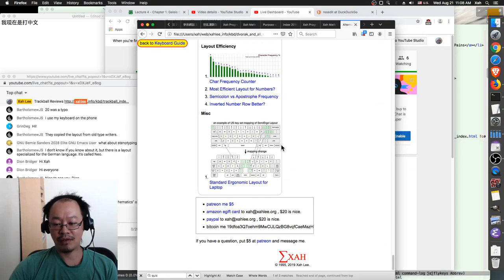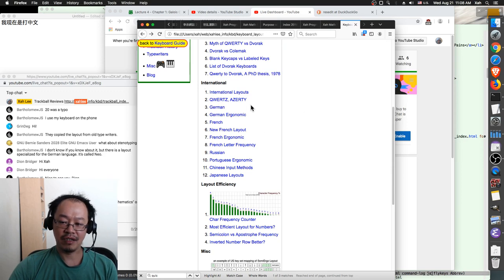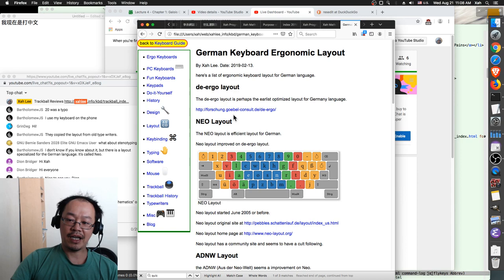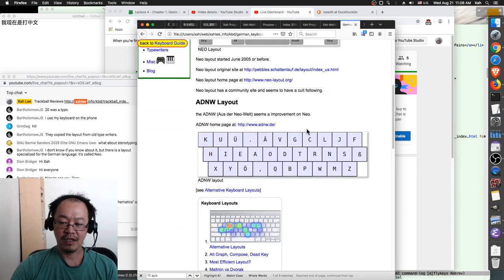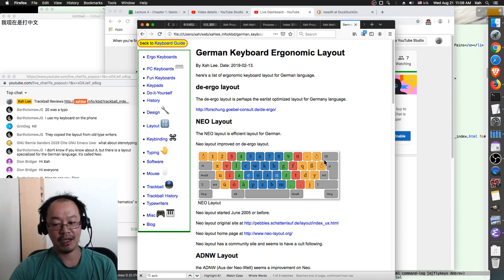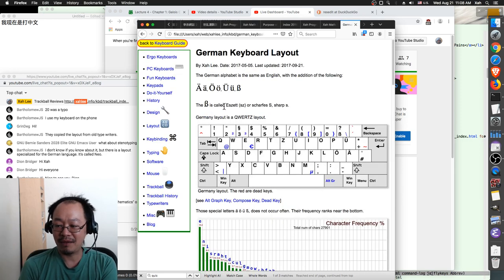For example, let's go to, where is it? International, okay. So there's a standard German layout, then there's an efficient German layout. So there's Ergo, Neo, ADNW, there are a few, and I don't know much about them. I haven't studied them. I don't know German, but all these articles, I wrote them throughout the years, mostly in the past 10 years. So little by little, I improve the article.